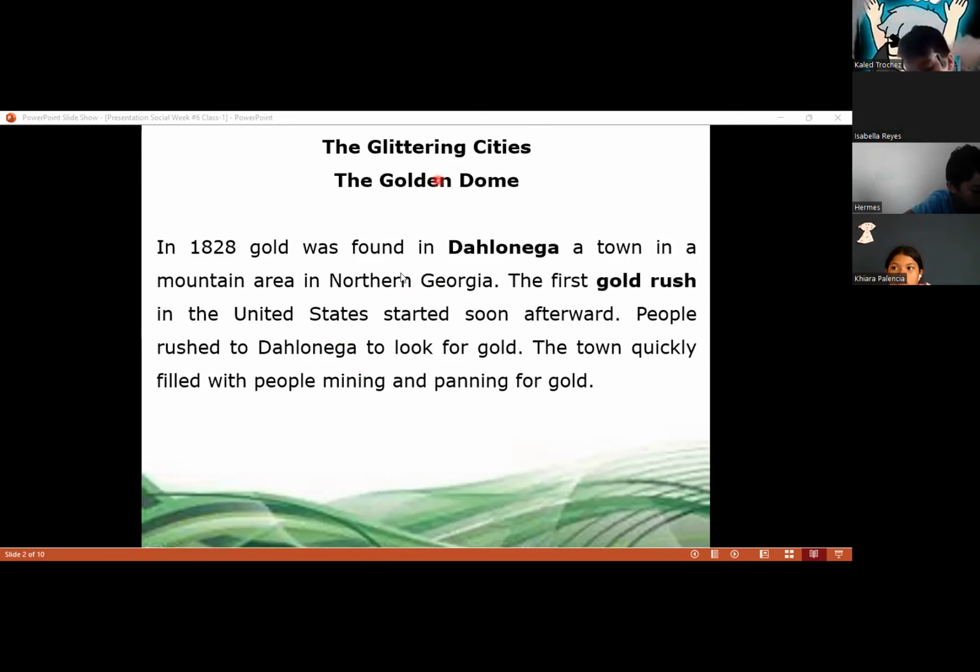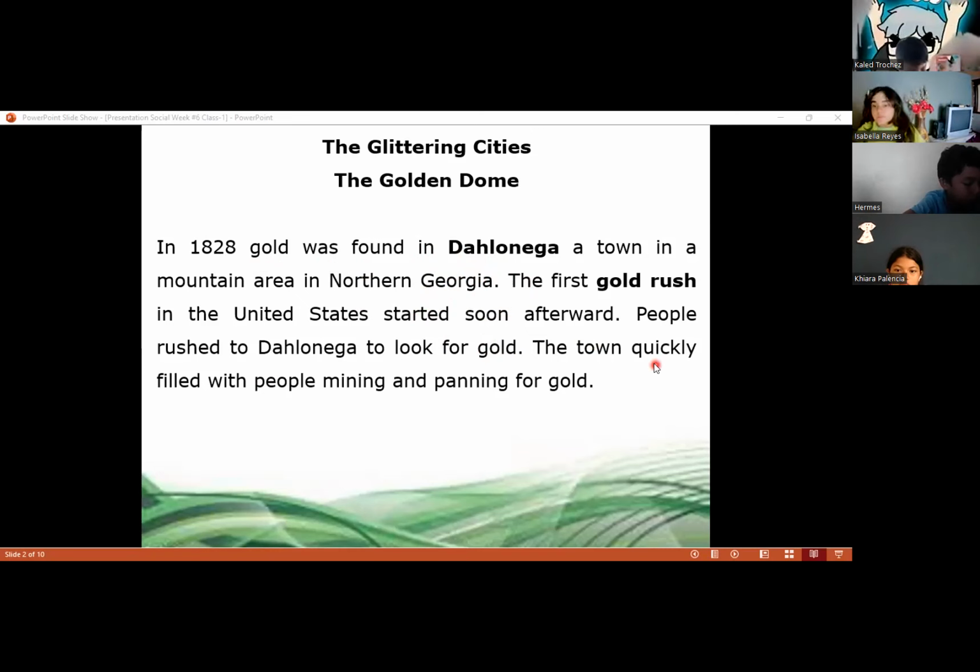Excellent. So you see here, one of the glittering cities says the Golden Dome. I'm going to show you some pictures from those times, in 1828, remember, when they were looking for gold. They found that there was gold in Dahlonega, in the north of Georgia. Georgia is one of the states of the United States. So all the people tried to be there because they were looking for gold. They were like, we need to go to Dahlonega, so we're going to have the gold that we're looking for.